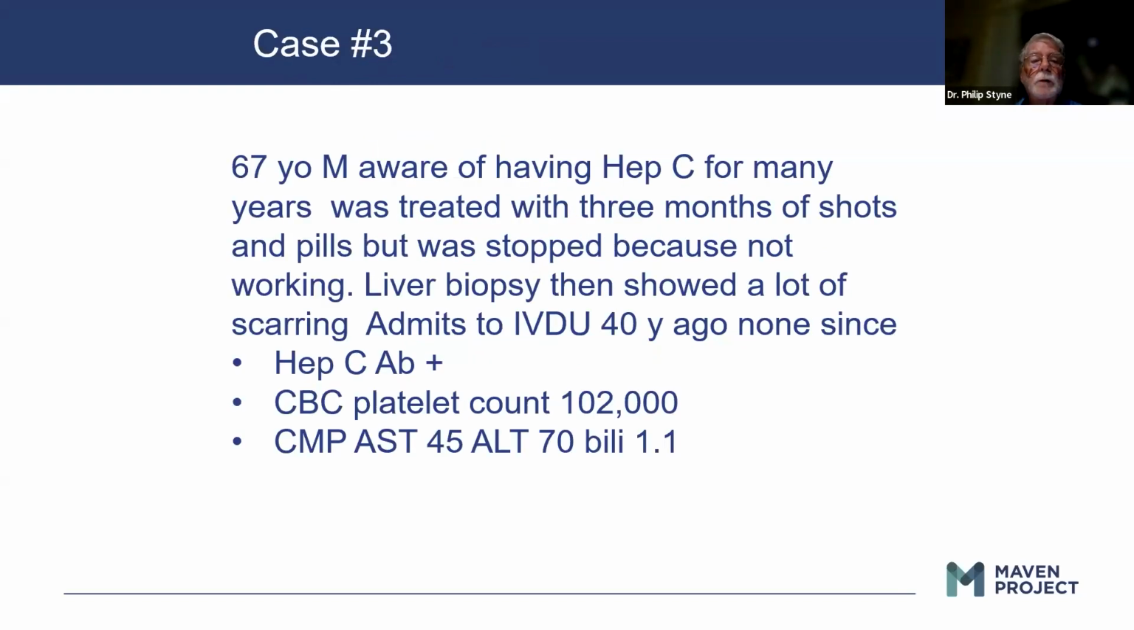Another patient, male, hepatitis C for many years, treated with 3 months of shots and pills, but stopped because not working. Back then, a liver biopsy showed scarring. Admits to IV drug use 40 years ago. Hepatitis C antibody positive. CBC shows a low platelet count. Transaminase is mild. Bilirubin slightly elevated. Next slide.